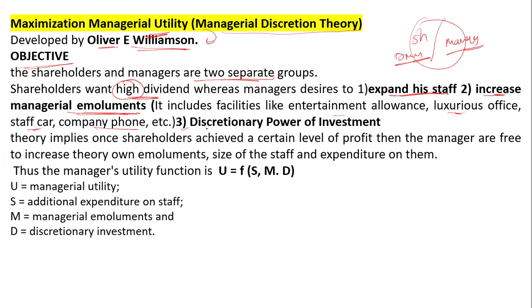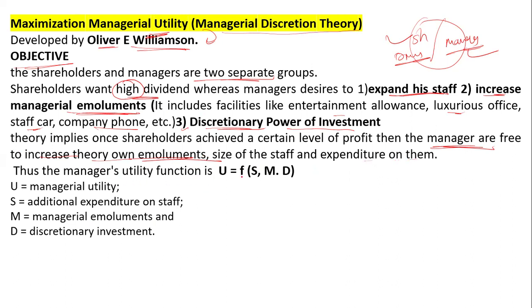The third thing is discretionary power over investment. Whatever they invest in, they have discretionary power. So the manager has different desires, and the shareholders want a higher dividend. The theory implies that once the shareholders achieve a certain level of profit, the managers are free to increase their own emoluments, like the luxurious facilities given by the company. They pay attention to entertainment allowance, luxurious offices, staff cars, mobile phones, and expenditure on staff.